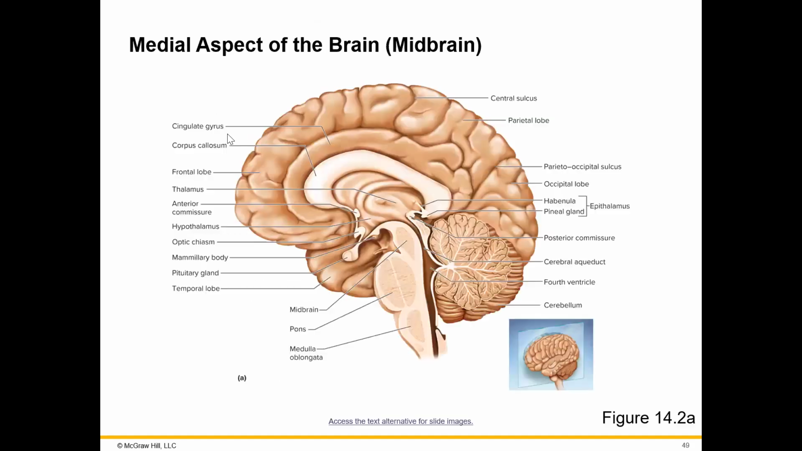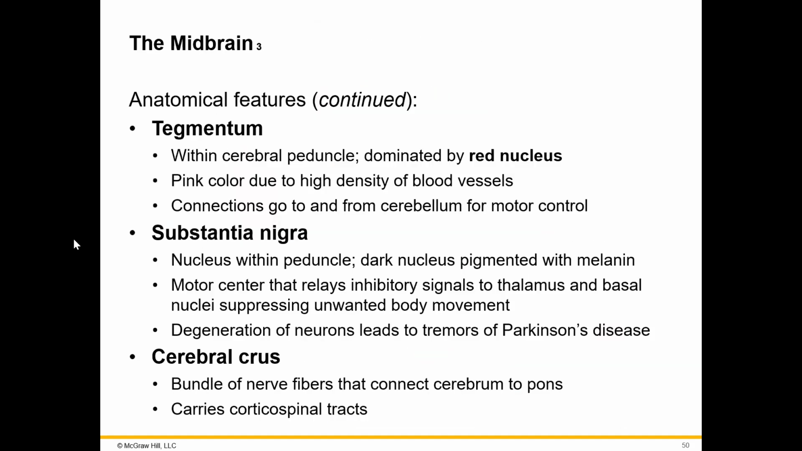Which of the midbrain regions is highly implicated in Parkinson's disease? That's the substantia nigra. It is a nucleus within the peduncle, a dark nucleus pigmented with melanin, and it is a motor center that relays inhibitory signals to the thalamus and basal nuclei, suppressing unwanted body movement. There's degeneration of the neurons that leads to tremors, known as Parkinson's disease.